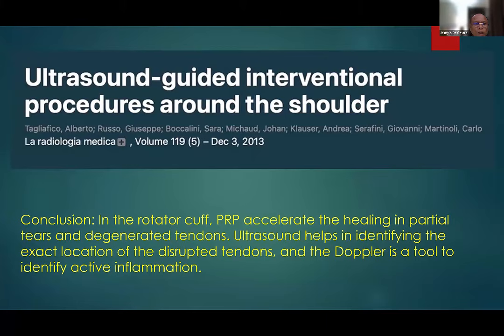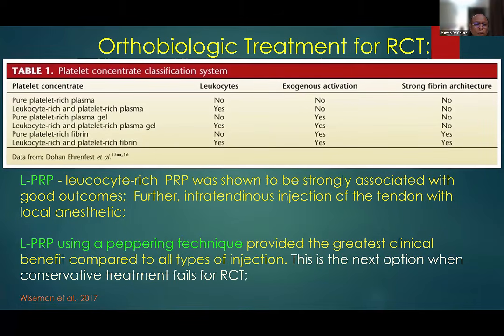And so you can see here the different orthobiologic treatments for rotator cuff tears: leukocyte-rich PRP is treated with good outcomes. Leukocyte-rich also chosen together with the peppering technique, because it triggers the release of growth factors when you do the peppering technique. And of course, this will enhance the healing of the area that is affected by the tears.